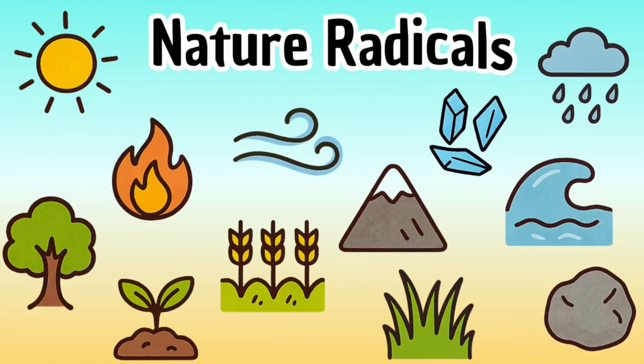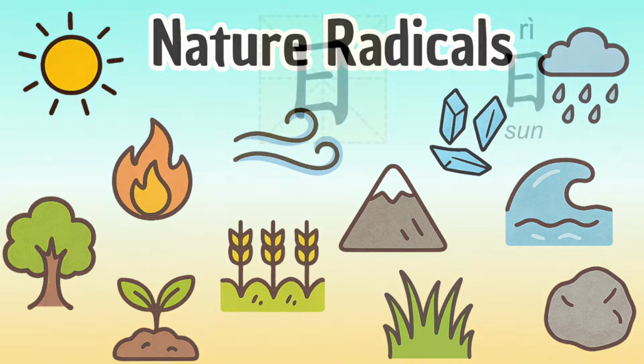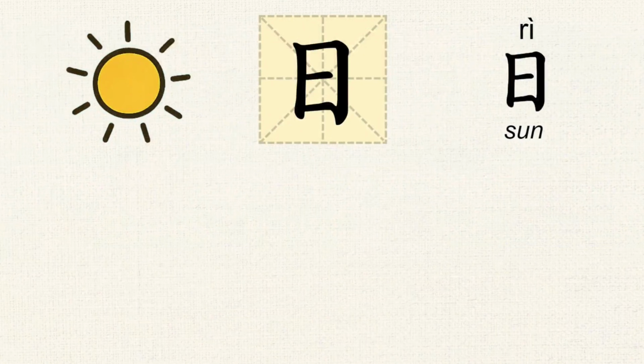Hey everyone! In this video we will look at 14 very common Chinese radicals that were inspired by nature. Hopefully they will help you in your Chinese learning journey. Let's get started. The first radical is 日, which is also a character on its own and means sun.